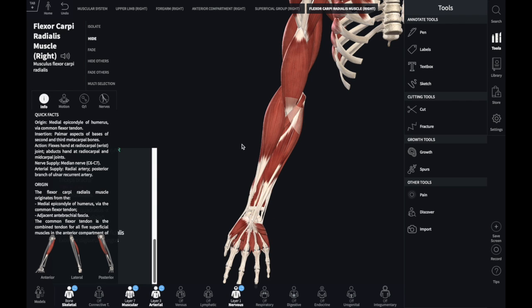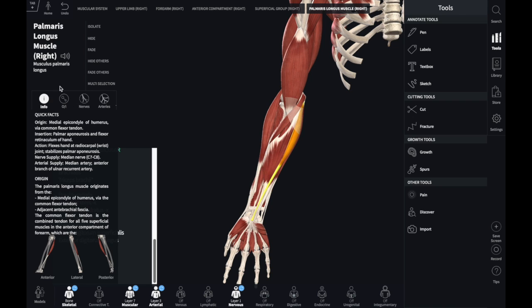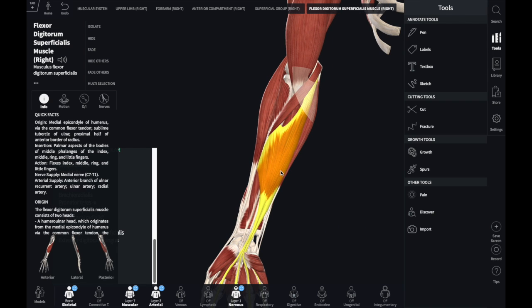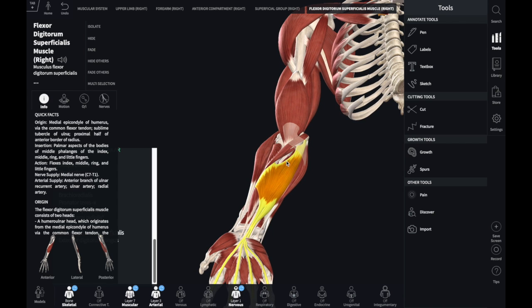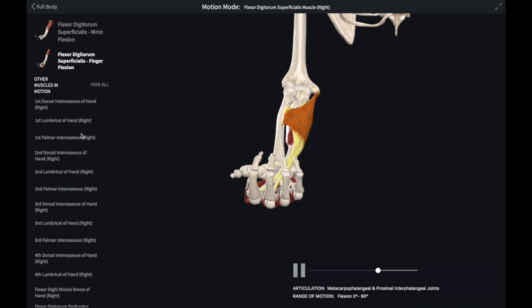If we remove some of these superficial muscles and look a little deeper, we have this muscle here, the Flexor digitorum superficialis. And again, this is deep to the Flexor Carpi Radialis and the Brachioradialis. It's involved in flexion of your digits or your fingers.